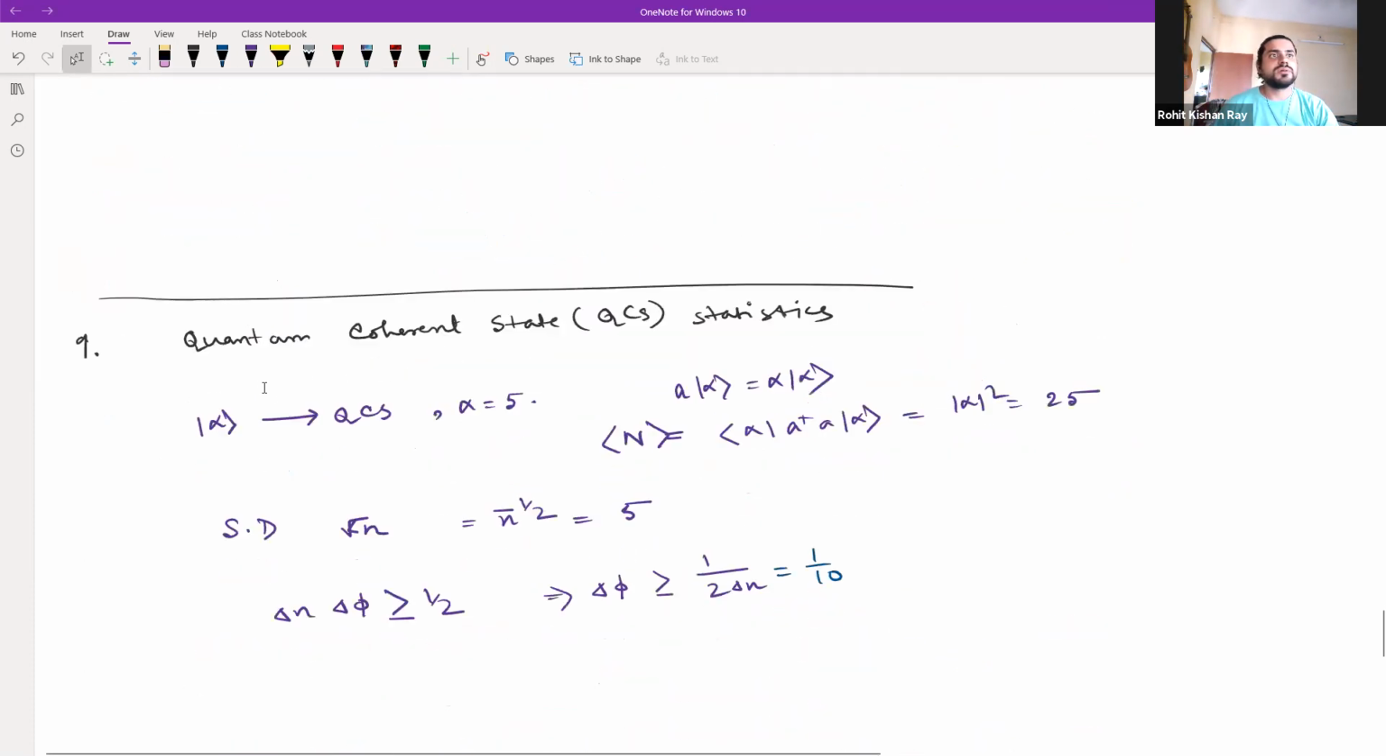All right. Then we have short numericals, 9 and 10. In 9, we have a coherent state alpha with alpha equal to 5. We are to calculate the mean photon number, the standard deviation in the photon number, and the quantum uncertainty in the optical field. So basically, this is a quantum coherent state statistic. If |alpha> is a QCS with alpha equal to 5, this is how we find it, right?